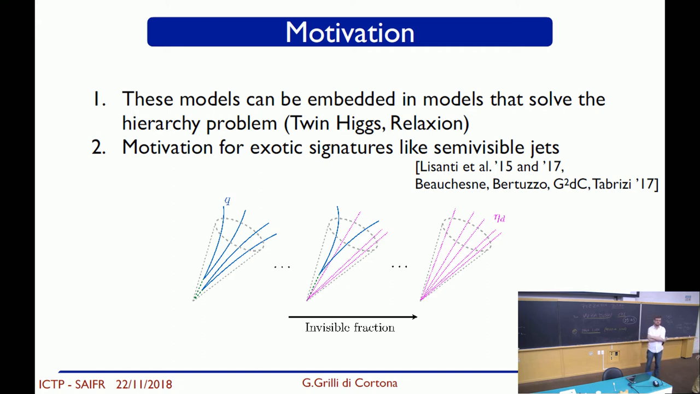You might think that the hierarchy problem is not really a problem, fair enough. But there are several models like Twin Higgs and Relaxion that solve this problem and are the guideline for this kind of models. Or you might think from a more experimental point of view that there are exotic signatures that you might see at colliders, but you don't know if there are possible models. Of course, it is not experimentally driven. But I would say that there is no dark matter model that is really experimentally driven right now, because there is no dark matter particle.